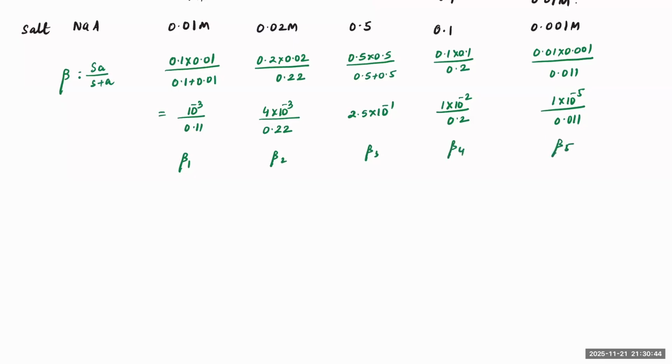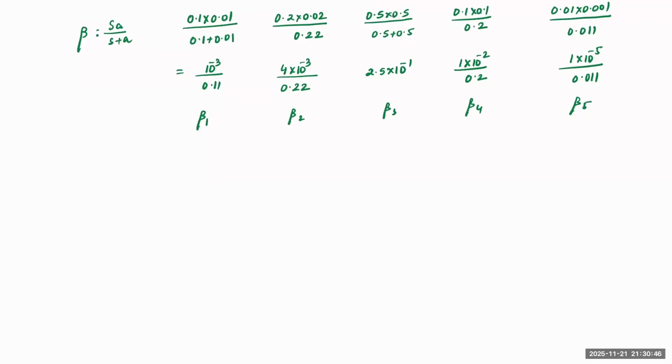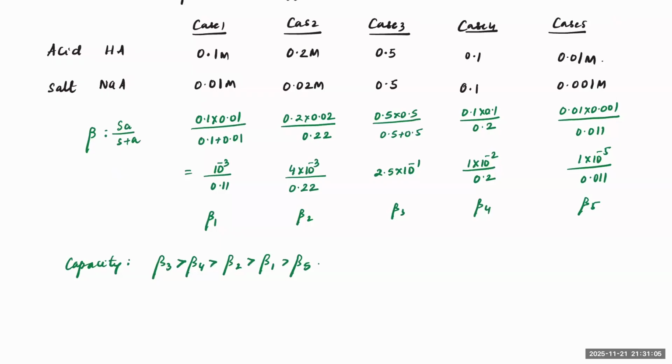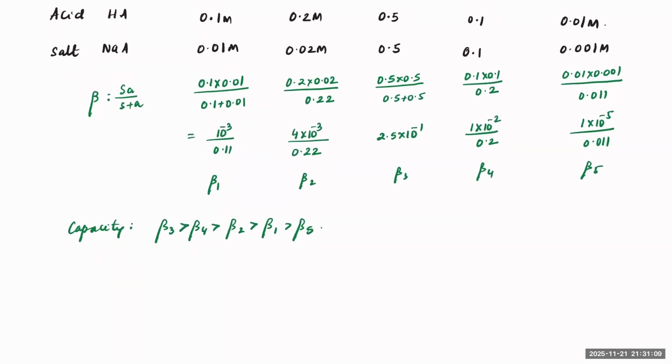5. So if you compare the buffer capacities, capacity wise, you will clearly notice that beta 3 value is the highest, then beta 4, then we have beta 2, then we have beta 1, and lastly we have beta 5. Correct? So using this, we could say one thing for sure, right?